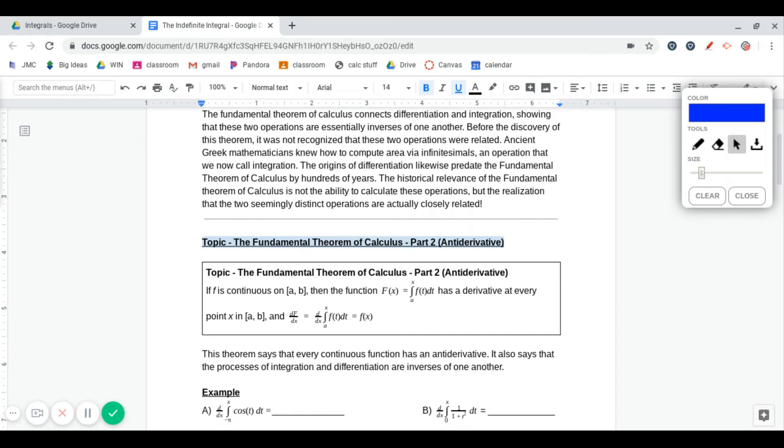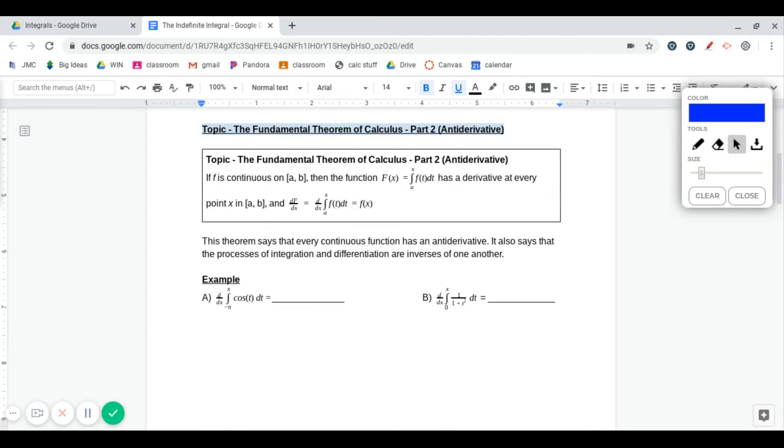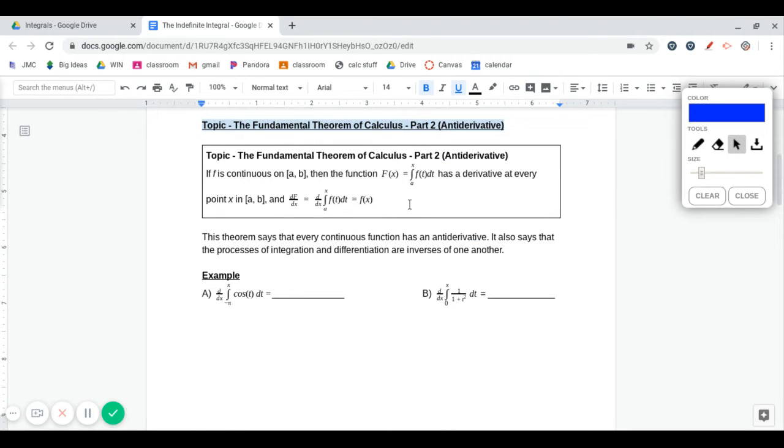But the gist of it is that differentiation and integration are inverses of each other. For example, if you take the derivative of the integral of something, you're left with just that something. It's like if you multiply by 2 and then divide by 2, you're left with what your original thing was. This is the same idea. Integration and differentiation are inverses of each other. And that's exactly what this theorem says.